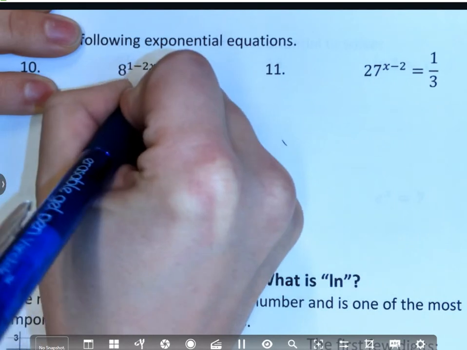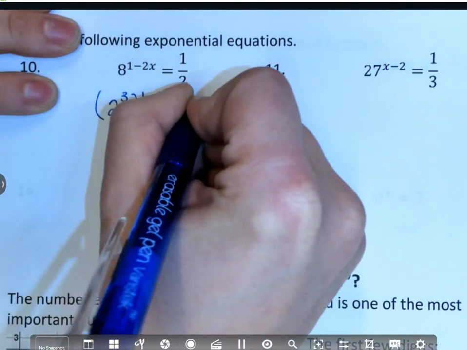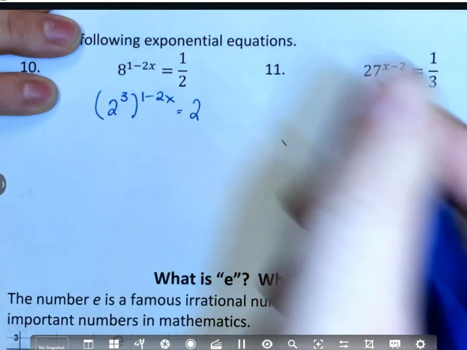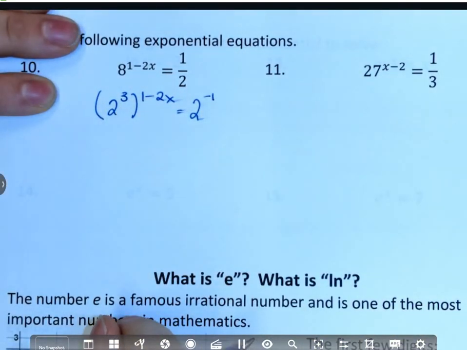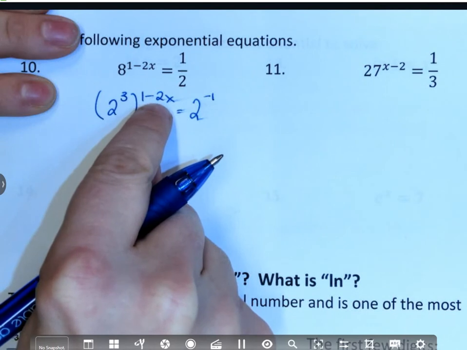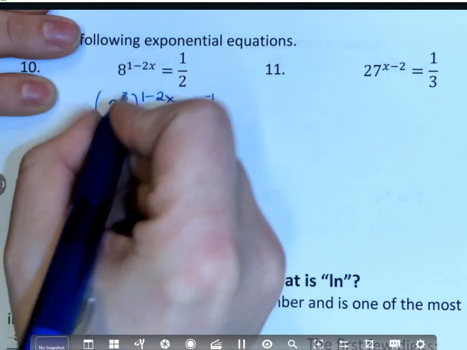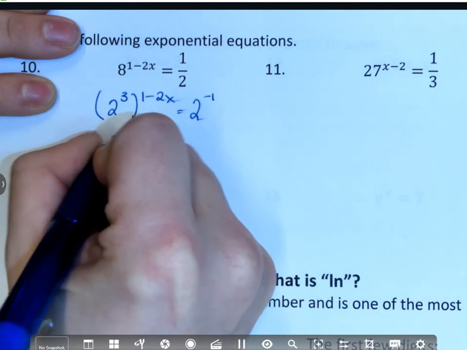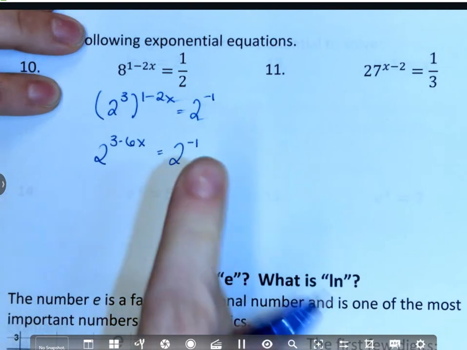8 is 2 to what power? And 1/2 is 2 to the -1. What do I need to do with this 3 here and that 1 minus 2x? Multiply. And so if I multiplied, what would you have? And I have 2 to the -1.